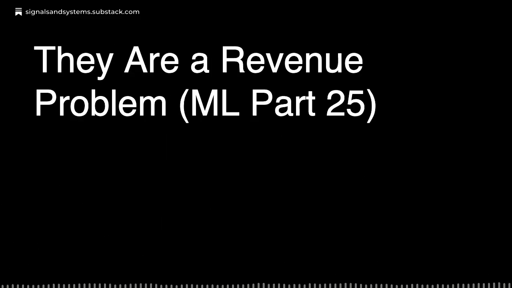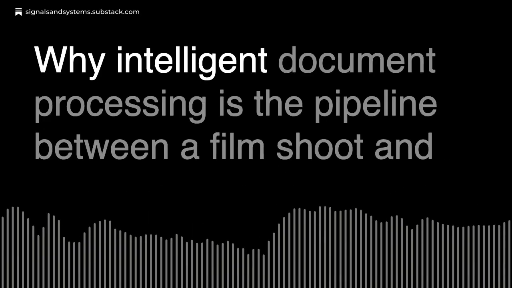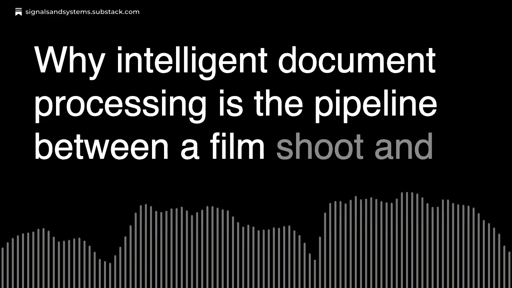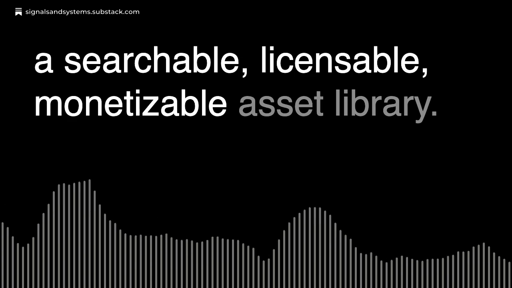ML Part 25. Why intelligent document processing is the pipeline between a film shoot and a searchable, licensable, monetizable asset library.